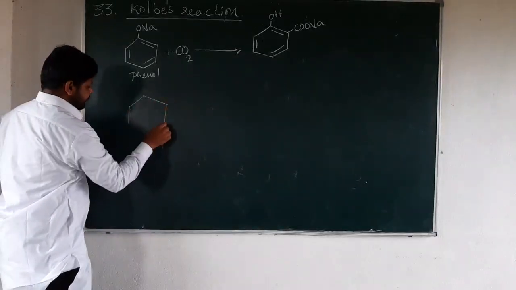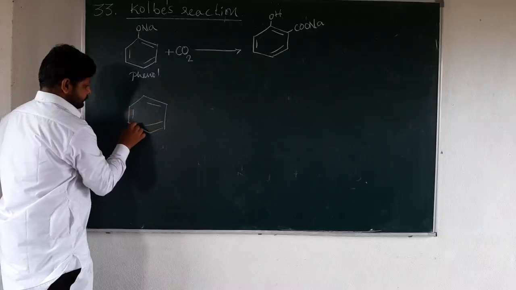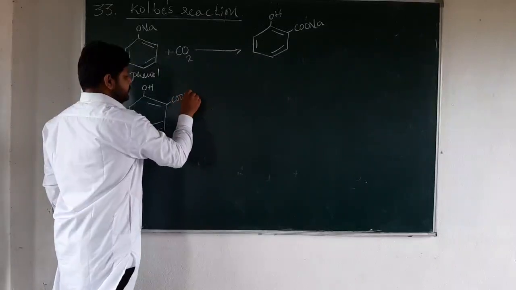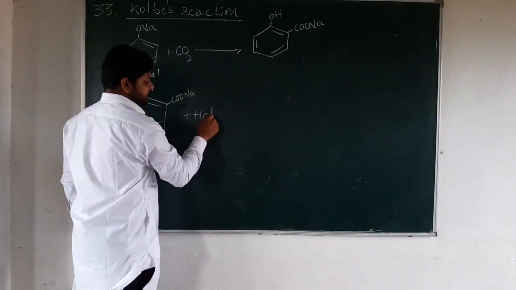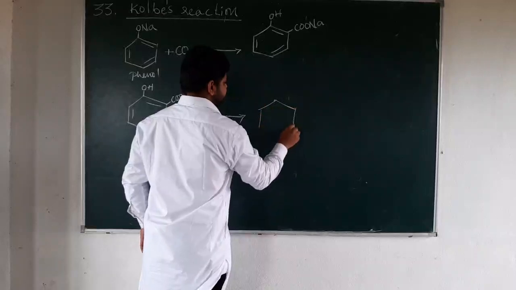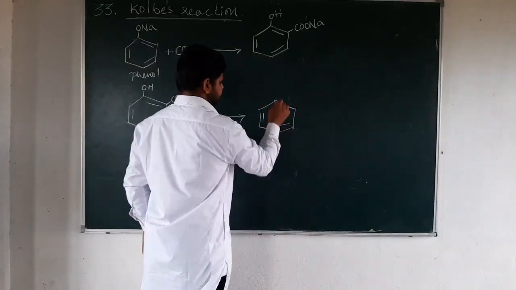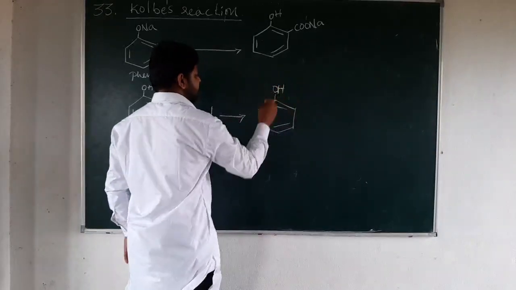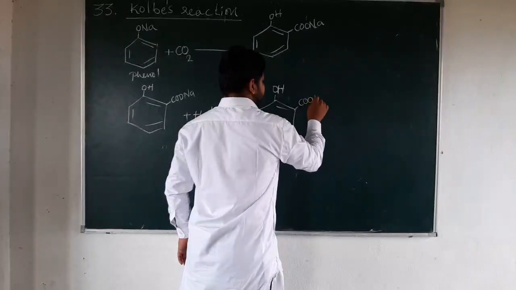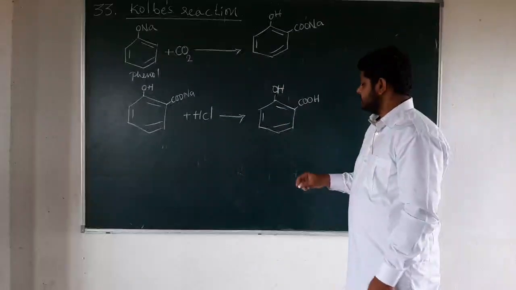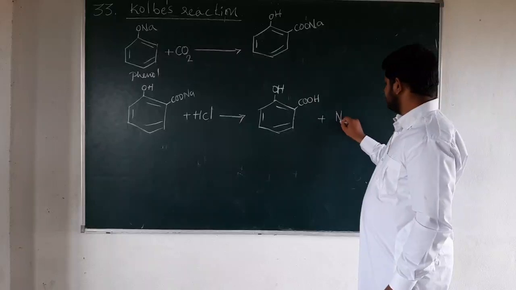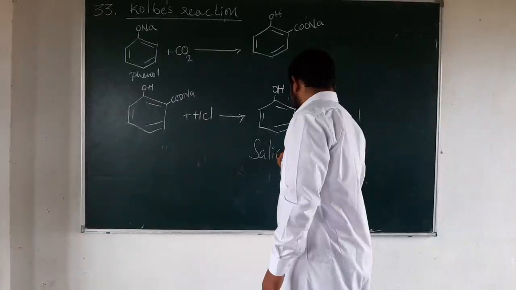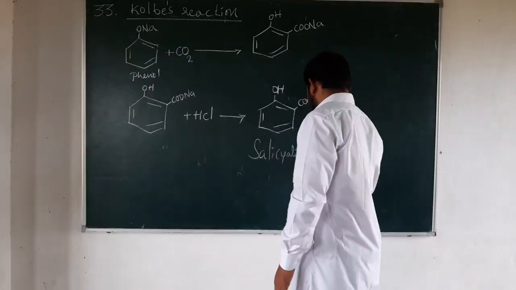Then in the last step, benzene, COONa. To remove Na, we will take HCl. It will be OH, COOH. Na is replaced by H, so the byproduct is NaCl. It is called salicylic acid.